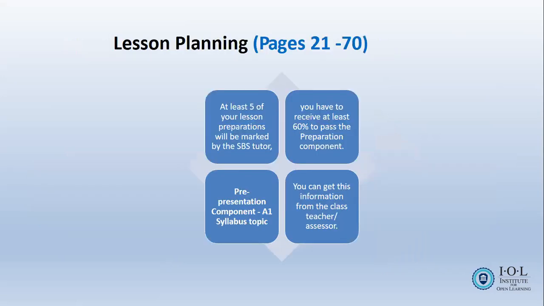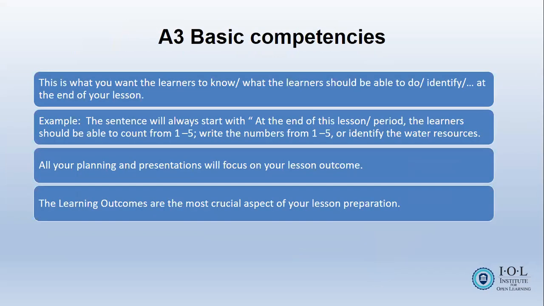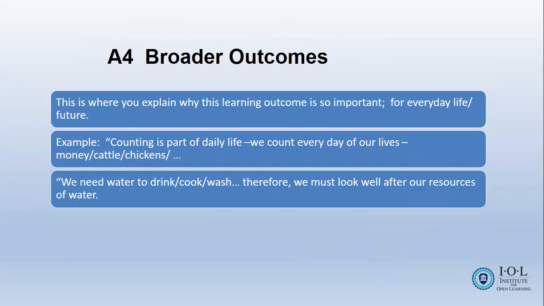So the planning forms are on page 22 to 70. For the 5 lessons that you should do, you must get 60%. You use your syllabus, and then the presentation component, which is the A1, which is the syllabus topic, you start actually there, and then you go back to the situation analysis. We've spoken about the evaluation analysis. Then you go to the basic competencies. What should this learner be able to do at the end of the lesson? You have the broader outcome.